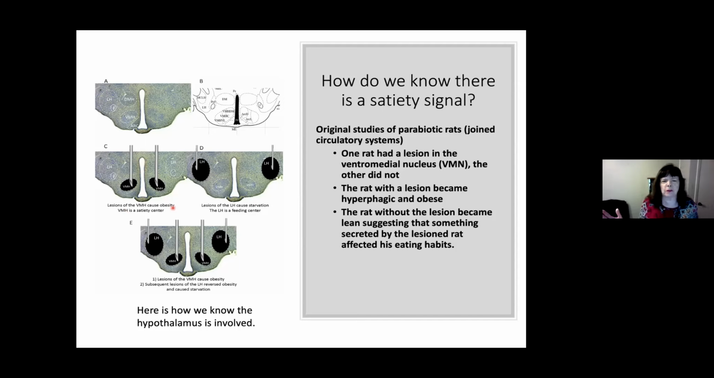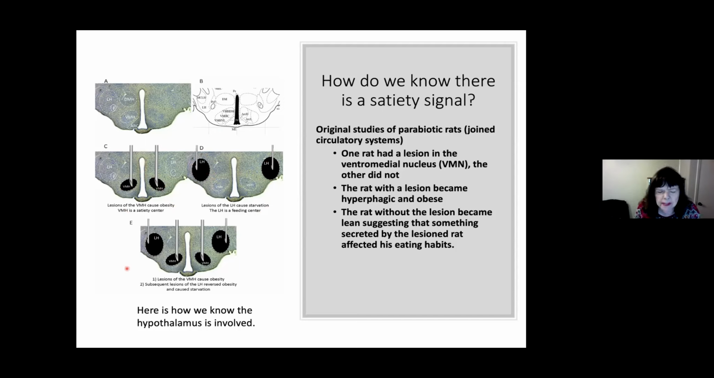So the animal got really fat. So they thought, aha, maybe this regulates. And then they would go along and they would lesion the lateral hypothalamus. And that caused starvation. The animals would just stop eating. So they go, well, the whole appetite regulation system must be in that. Well, that's definitely an oversimplification, but it does describe some of the early studies.